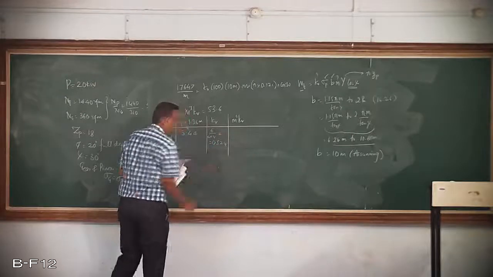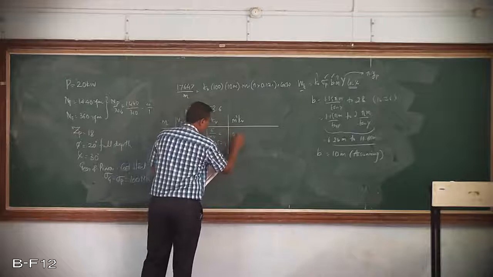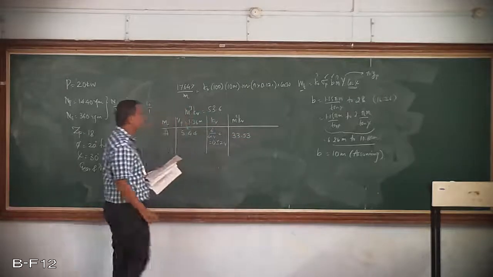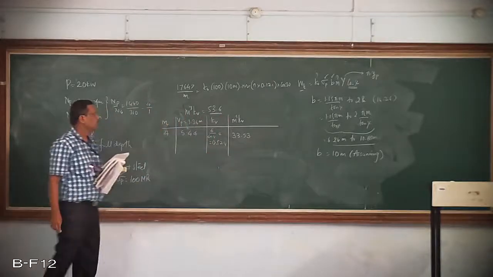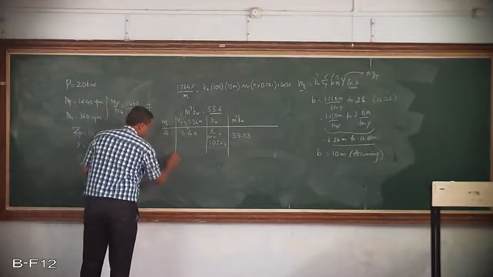Now, m cube kV: if you take m cube, 4 cube, into 0.524, this comes to about 33.53. But we need about 53.6. This is the value that we need. Then next, I'll go with 5.